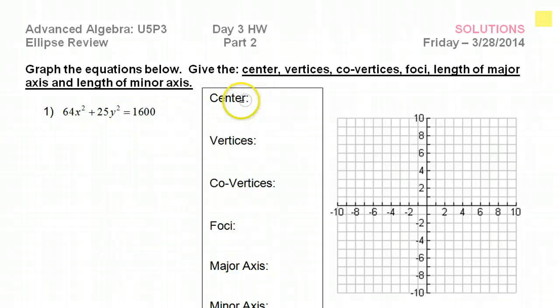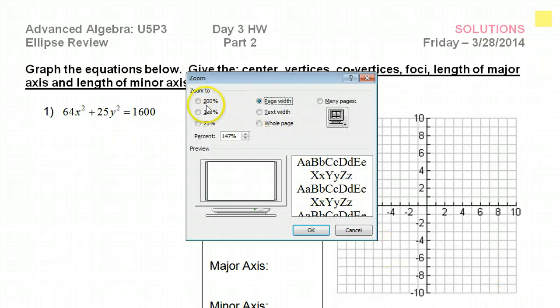Look at problem number 1. We're supposed to graph these and find the key information. This is clearly an ellipse. You see the x and y is squared, but yet the coefficients are not the same, so you know it's going to be an ellipse.